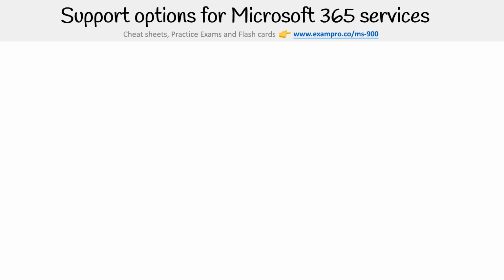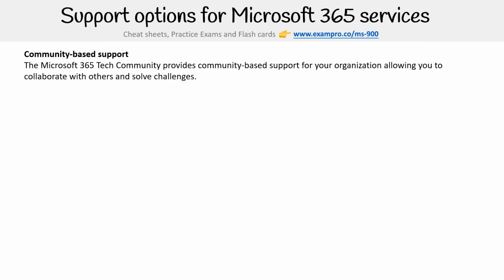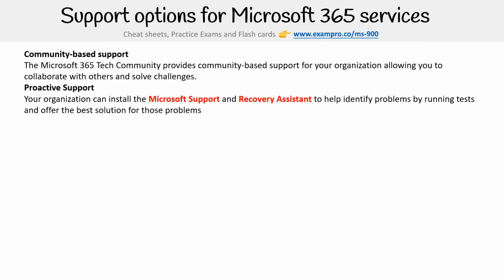So, here's a list of ways your organization can get access to support. The first is through community-based support. This is where the Microsoft 365 Tech community provides community-based support for your organization, allowing you to collaborate with others and solve challenges. Then we have proactive support. So your organization can install the Microsoft Support and Recovery Assistant to help identify problems by running tests and offer the best solution for those problems.